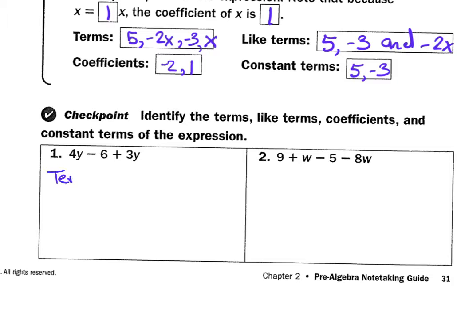So our terms would be 4y, negative 6, and 3y. Our like terms are the 4y with the 3y, and that's it because nothing goes with the negative 6. There's not another term. The coefficients then, the numbers in front of our variables, are 5 and negative 3.